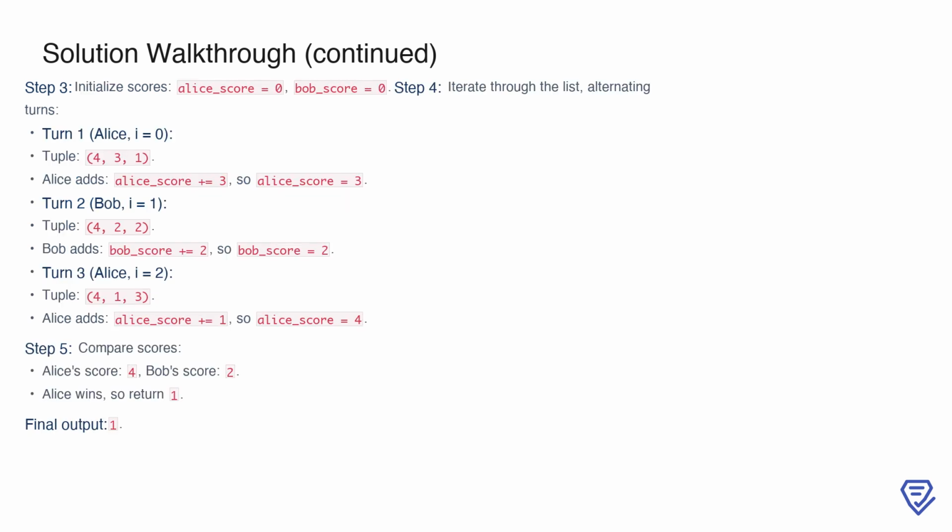Now, we reset both scores to 0 and begin alternating turns. On the first turn, Alice selects the stone (4, 3, 1) and adds her value, 3, to her score, making Alice score equals 3.